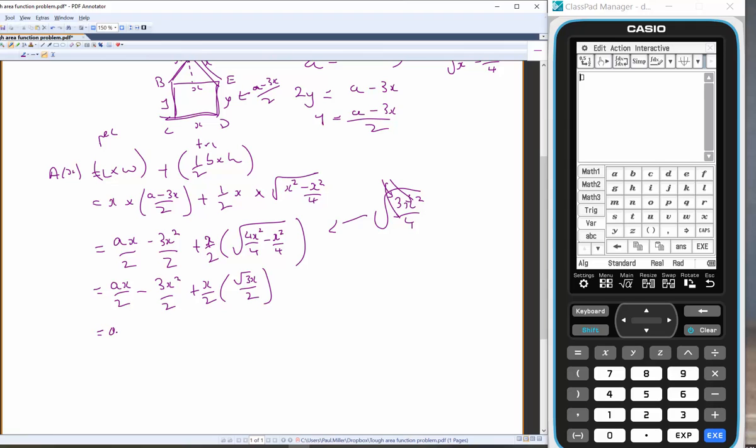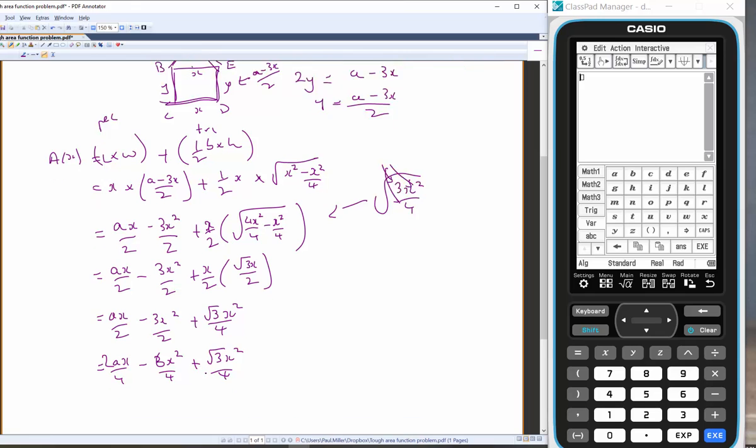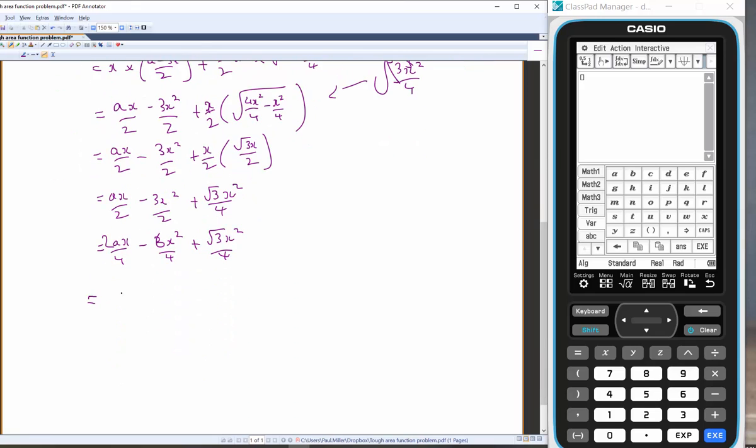Now let's go ax on 2, take away 3x squared on 2, plus, we multiply these out, root 3x squared on 4. All right, so the parabola is really starting to reveal itself now, and what I'll do is find a common denominator, 2ax on 4, take away 6x squared on 4, plus root 3x squared on 4. All right, still going here. What I'm going to do is yank x on 4, so x over 4, out as a common factor.